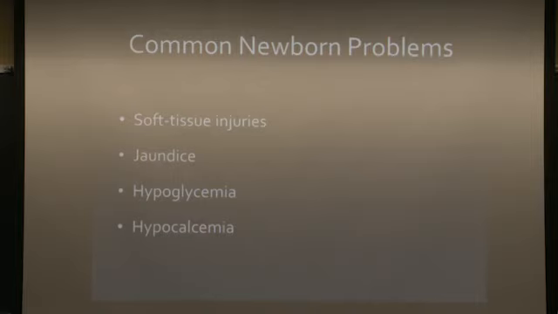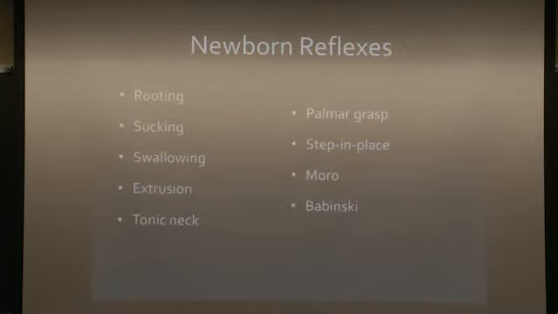Routine PKU testing is done on all infants, along with other testing such as galactosemia, maple syrup urine disease, and others. PKU can result in mental retardation. These babies can't break down an amino acid called phenylalanine, and that's actually found in diet soda. It's aspartame. So if you look at your diet soda and it says caution, phenylketonurics, beware, don't drink that. You shouldn't be drinking diet soda anyway.